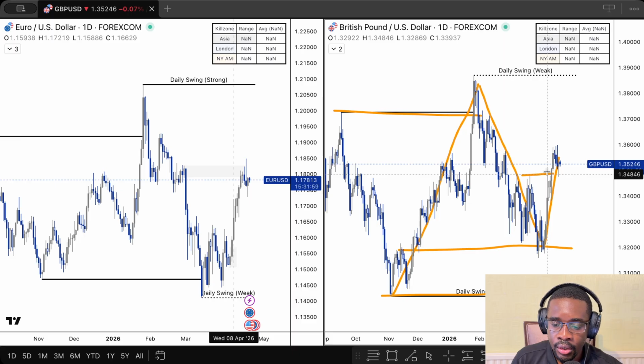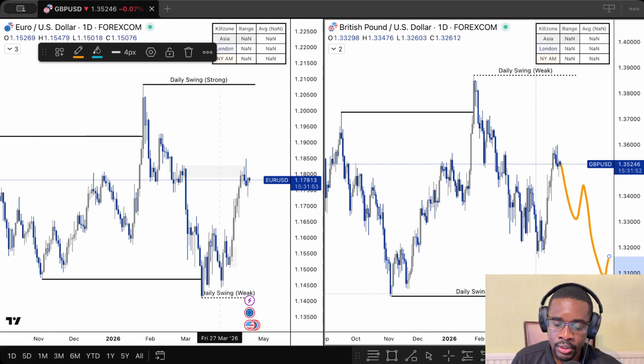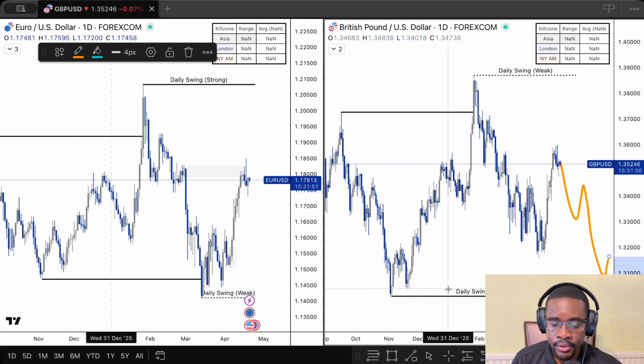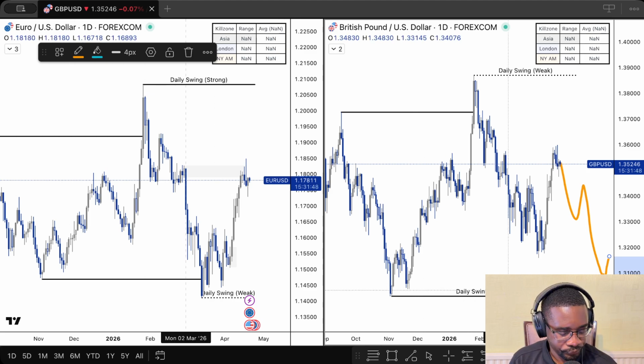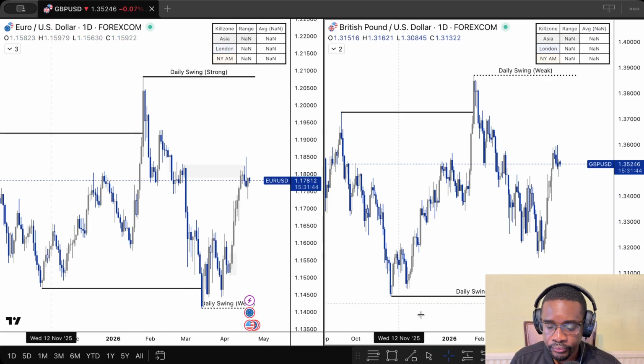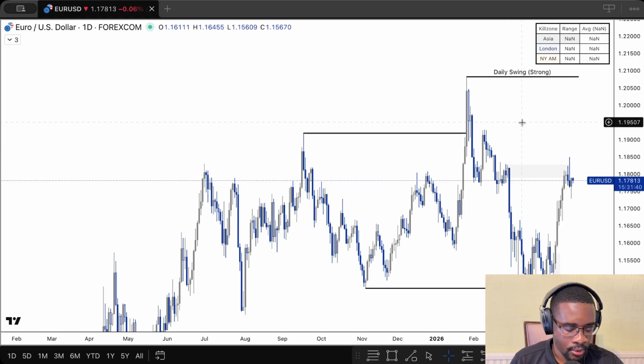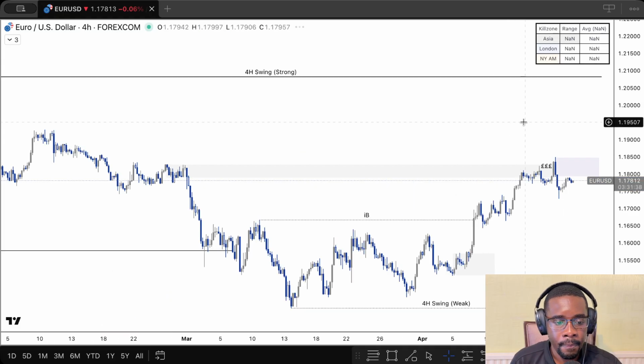Or price could just start continuing bearish until it takes out, or at least approaches, this daily swing low. So that's what we have at the moment. Now let's look at the 4-hour on the Euro USD.